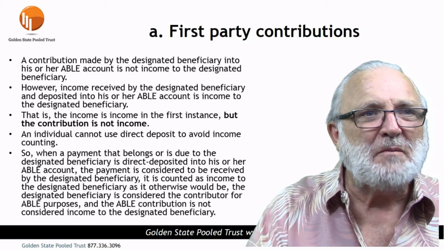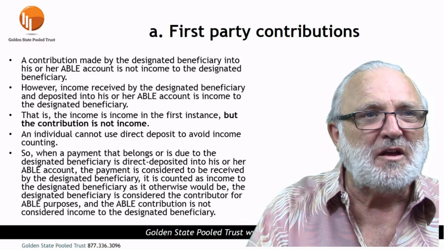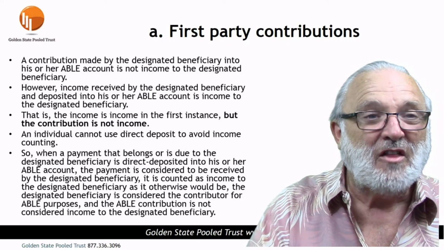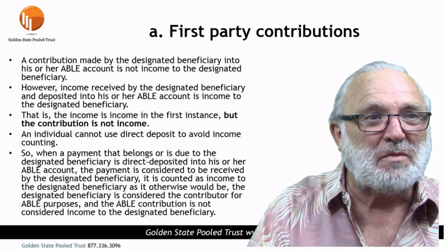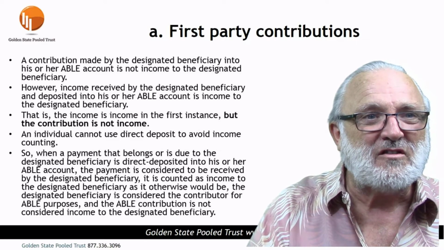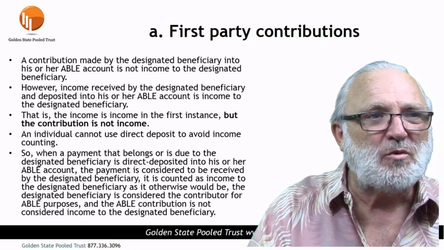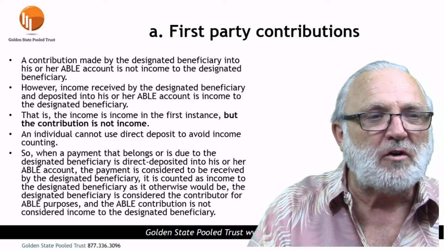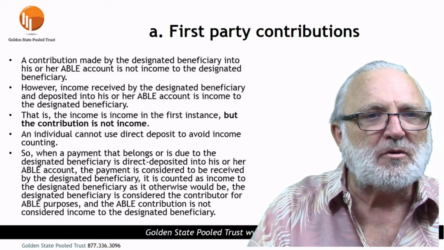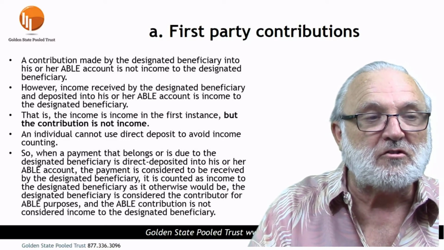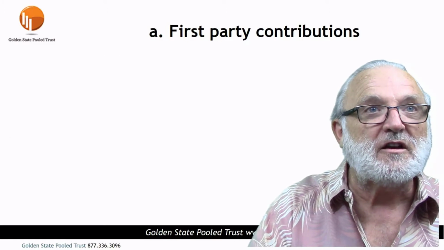So when a payment that belongs or is due to the ABLE beneficiary is direct deposited into his or her own ABLE account, the payment is considered to be received by the designated beneficiary. It is counted as income to the designated beneficiary as it otherwise would be, and the designated beneficiary is considered the contributor for ABLE purposes, and the ABLE contribution is not considered income to the designated beneficiary. That's one heck of a run-on sentence.